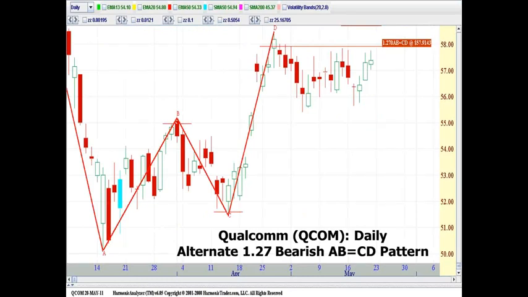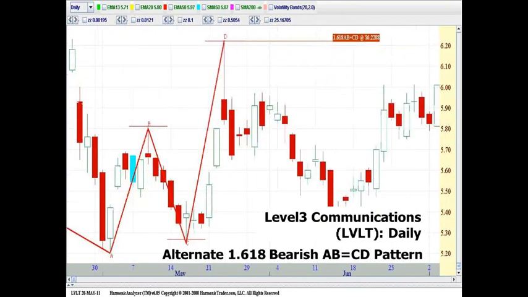On this chart of Qualcomm on the daily basis, we see we have an initial A to B segment. This A to B segment is multiplied by 1.27, projected up from the C point to arrive at our 1.27 AB equals CD. Just remember, this is going to be an extended AB equals CD structure, but it's always based on the initial segment A to B.